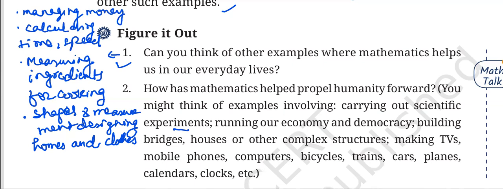It is really helpful that patterns also help in running our economy and democracy, building bridges with shapes and patterns, houses, structures, infrastructures, making electronic gadgets like mobile phones and computers, and also supporting transportation systems like bicycles, trains, cars, planes, and making calendars so that we can calculate everything in a proper sequence of time, and we can do our daily work on time. So this is how we develop humanity forward with the help of patterns in mathematics.